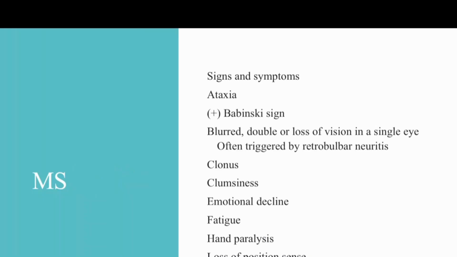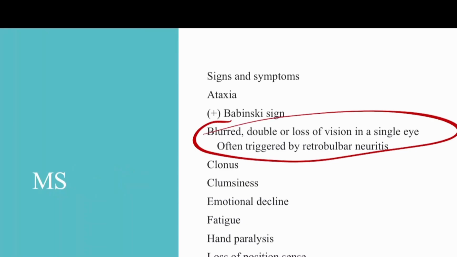May have ataxia, positive Babinski sign. This is usually the big one: blurred vision, double vision, loss of vision in a single eye. Okay, so watch for eye complaints, vision problems. Clonus, what's that? Repetitive movements. Usually one is normal, more than one at a time is not.